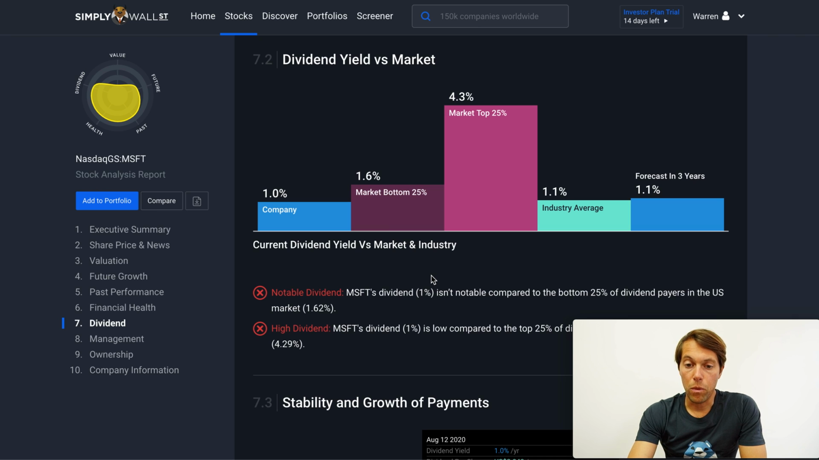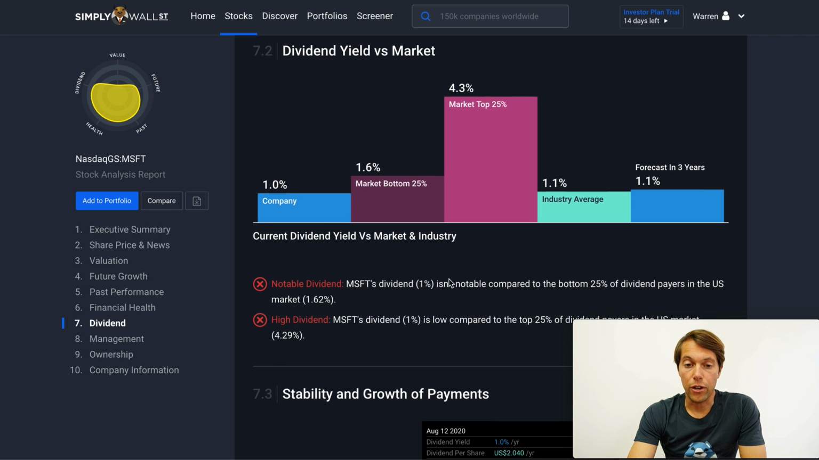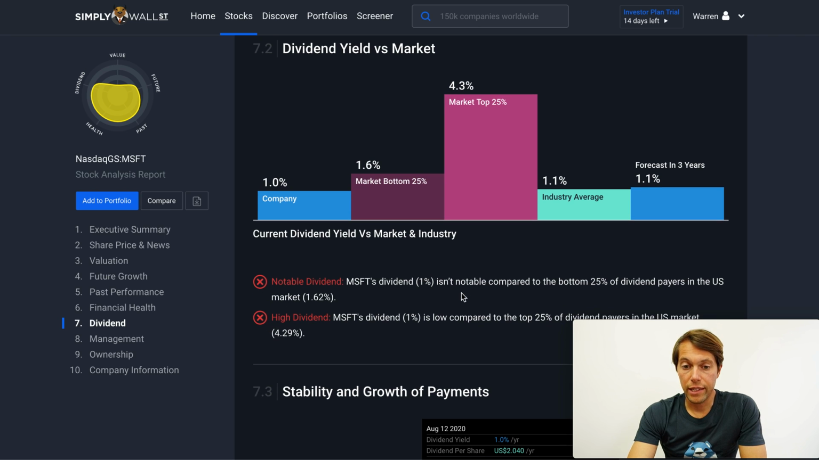And this is really one of the areas that Microsoft is failing on our checks is, yes, they pay a dividend of 1%, but there's better companies out there that pay a higher dividend than that. So that's why it's failing these two checks here, that we compare it to the rest of the market. These are actually percentiles. So we look for the 25th percentile and what we call top 25%, or it could also be called the 75th percentile.